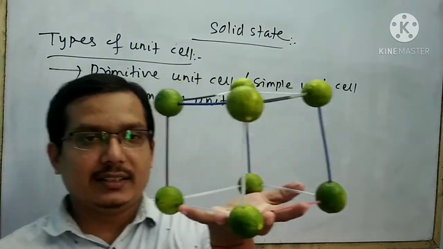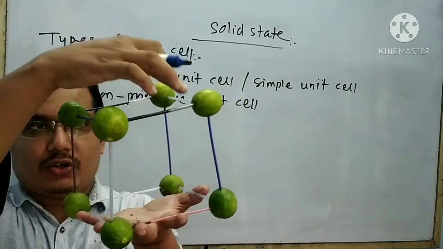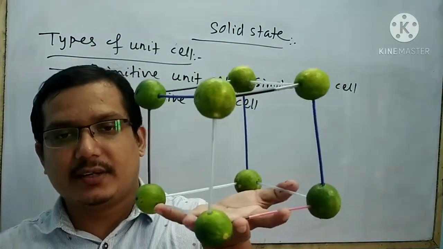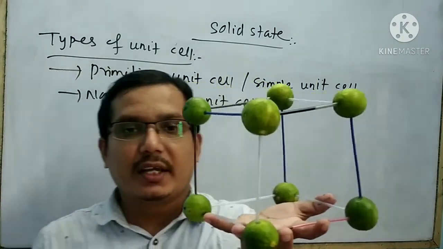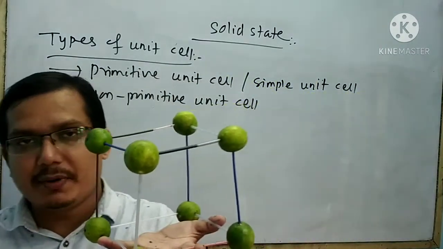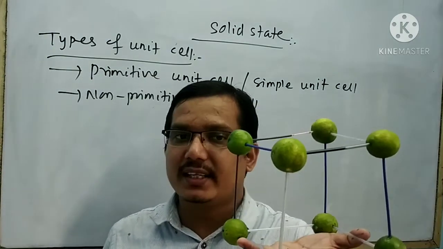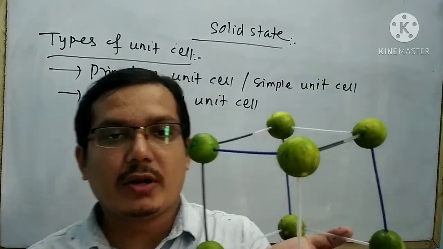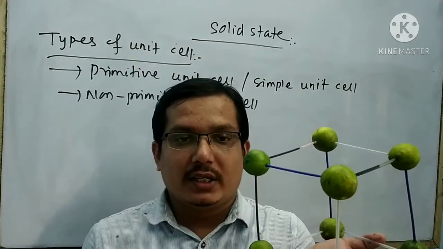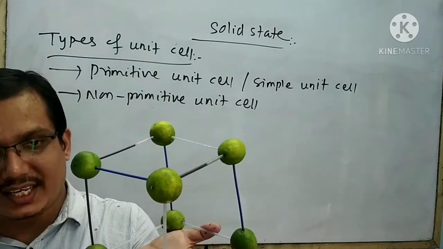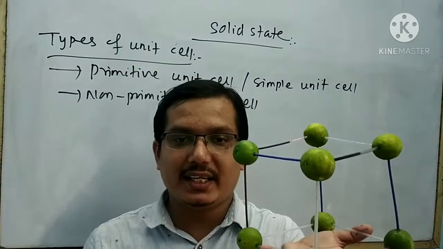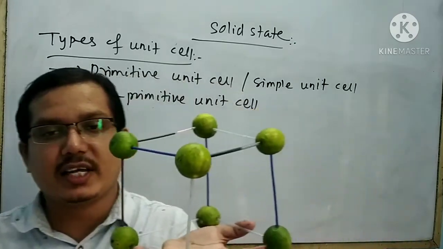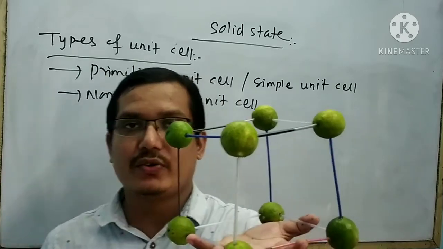Look at that. In this unit cell, the constituent particles are present at the 8 corners of the unit cell. Example is polonium. In case of polonium, the constituent particles are present only at the 8 corners of the unit cell. Okay. Next is your non-primitive unit cell. In case of non-primitive unit cell, the constituent particles are present at both corners as well as face center, as well as edge center, as well as body center of the unit cell.